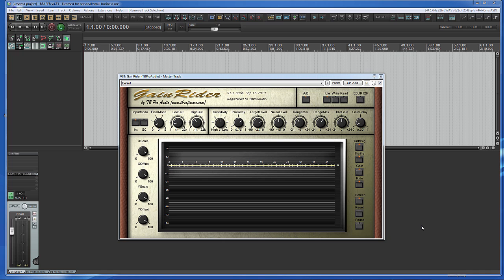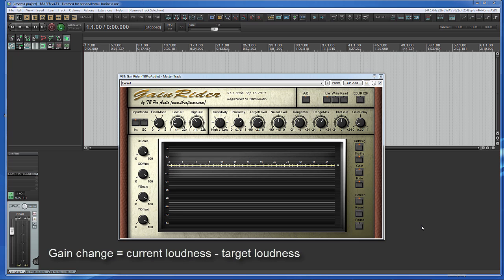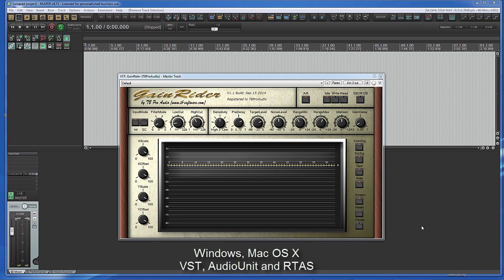How is GainRider working? GainRider constantly measures the current loudness of the signal based on a true RMS measurement. The difference of the current loudness and the target loudness is taken as gain increase or decrease. Even more, the speed of the gain changes can be adjusted, just to match the speed of the loudness changes. Also, the minimum and maximum gain change can be limited to avoid damage of the signal or even creation of artifacts. What about DAW integration?